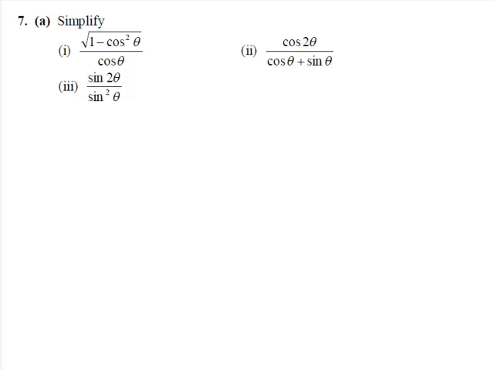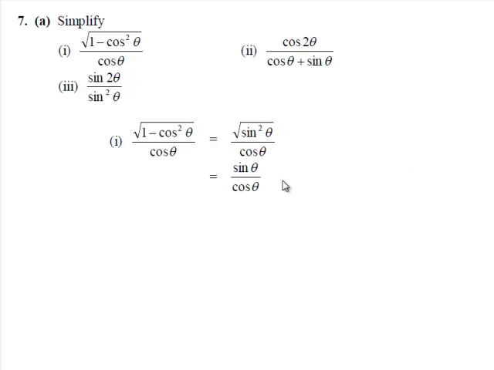Question 7. Simplify the following expressions. Well, let's take number 1. We've got 1 minus cos squared here, and we know that cos squared theta plus sine squared theta is equal to 1, so we can replace this with sine squared theta. Sine squared theta under a square root means that we've got sine theta over cos theta, which is quite easily written as a tangent, and that's the answer to part 1.